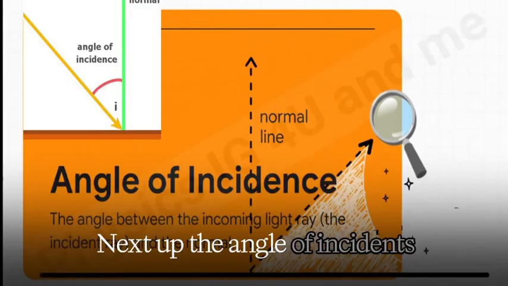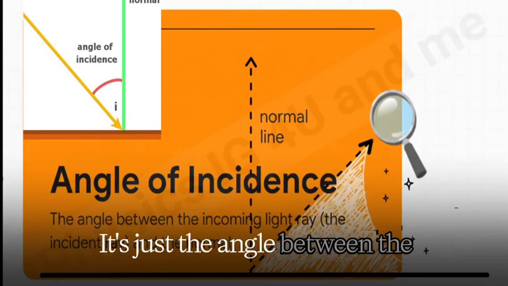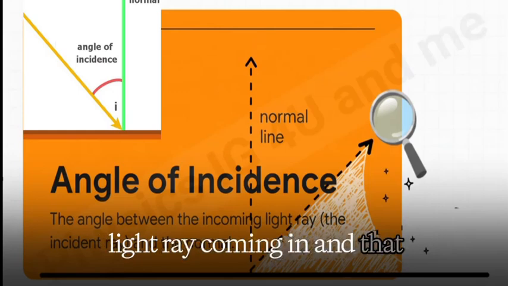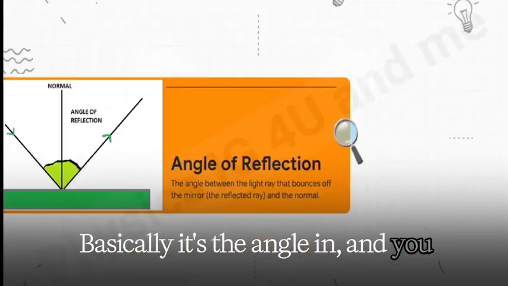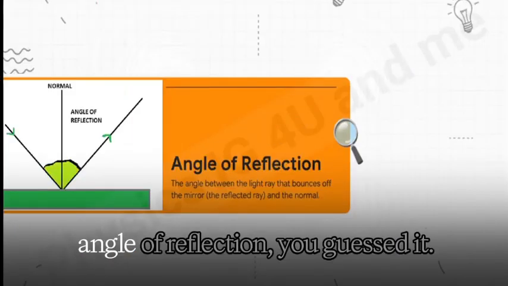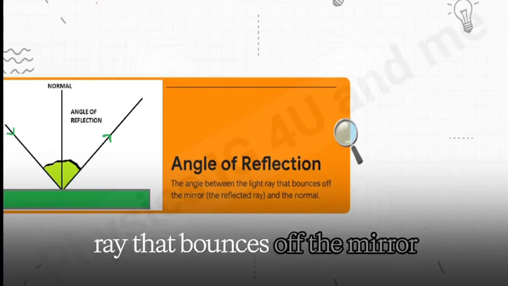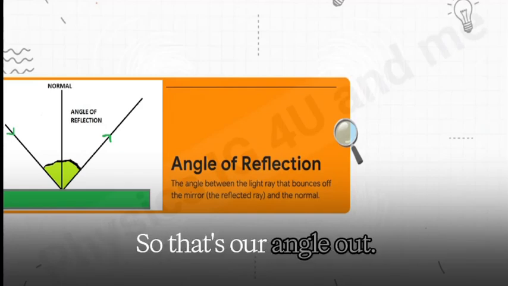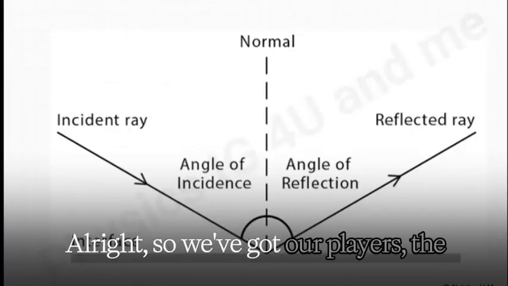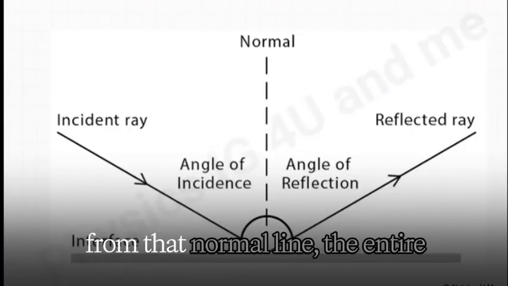Okay, next up, the angle of incidence. Sounds fancy, but it's really simple. It's just the angle between the light ray coming in and that normal line we just talked about. Basically, it's the angle in. And you probably saw this one coming, the angle of reflection. You guessed it, that's the angle between the light ray that bounces off the mirror and, again, that same normal line. So that's our angle out. All right, so we've got our players. The light coming in, the light bouncing out, and everything is measured from that normal line.